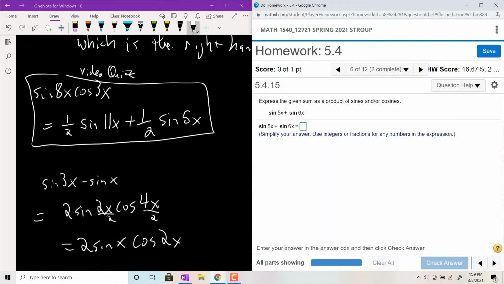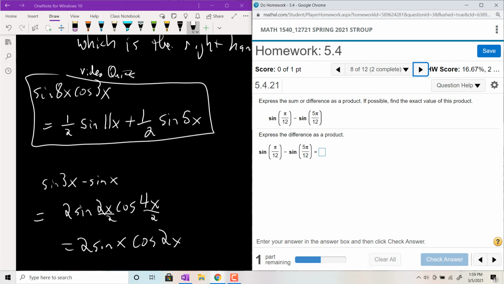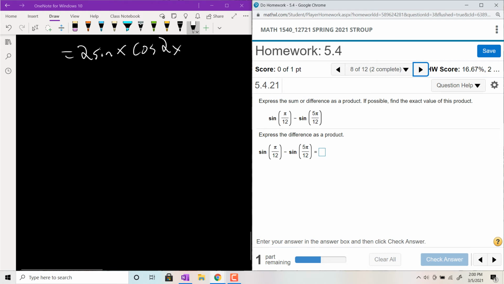Okay. That's the same kind of thing. So go this. That's formula 3. Same. Let's try this one. It's got some fractions in it that make it a little more difficult to work with. This is formula 2. So I have sine of pi over 12 minus sine of 5 pi over 12.